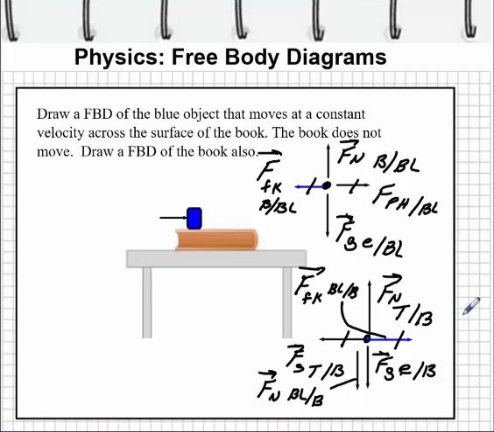Alright, so this completes the video on free body diagrams. I hope this helps you understand how to properly label them, and also the importance of it, because now if I try to solve this from a physics standpoint, it's much easier when I start summing up the forces in the horizontal and vertical directions.